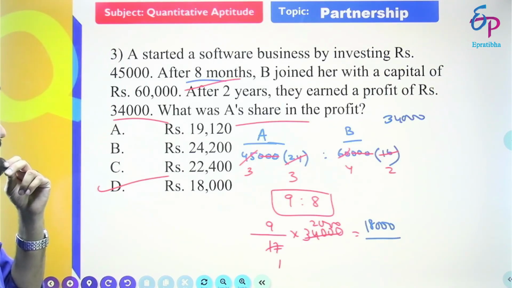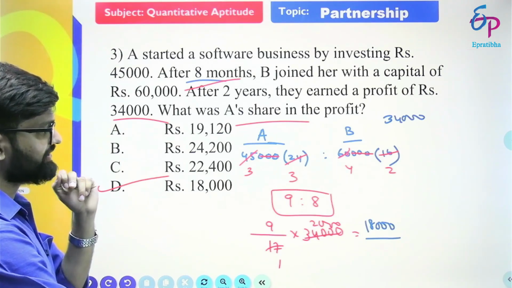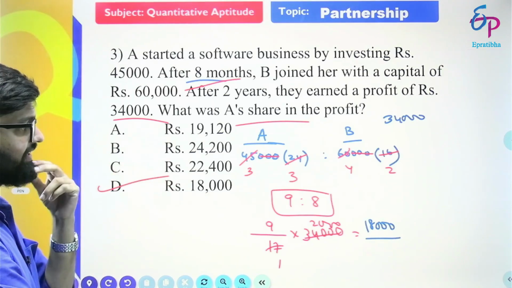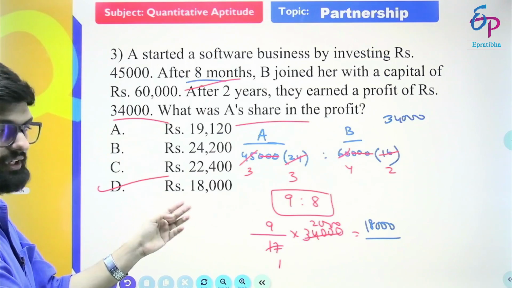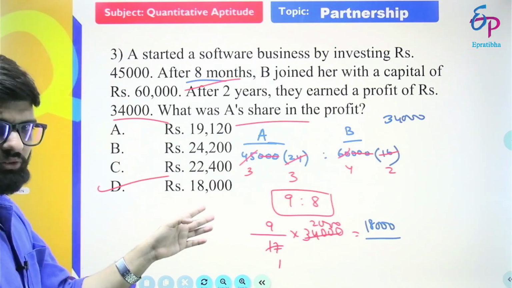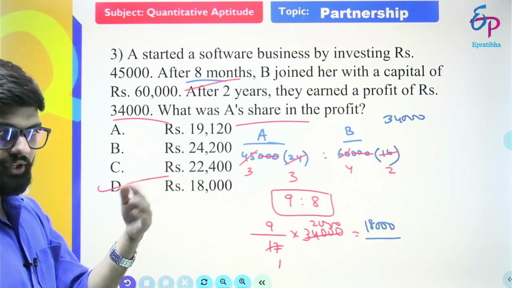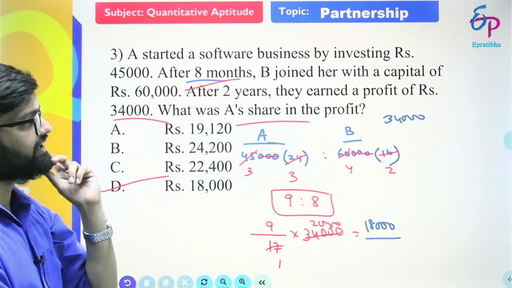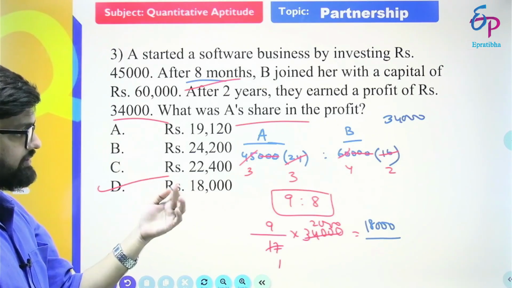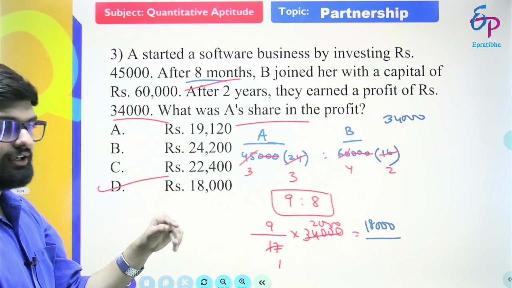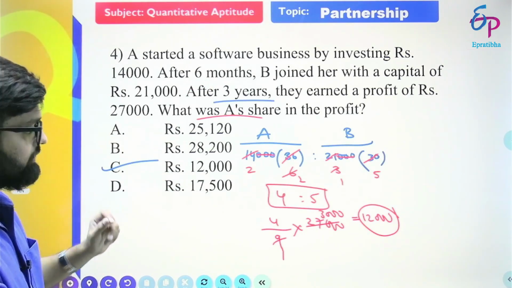A started a software business. A 45,000 in 24. Just take the ratio and get it done. Example questions we have done so many, right? You have to be able to solve this. I know seeing this looks very difficult, but actually it is not. Nothing is there in that question. Just take the profit ratio and divide between them. We have not changed the question.